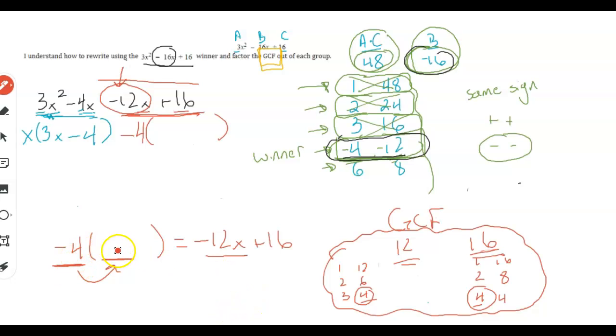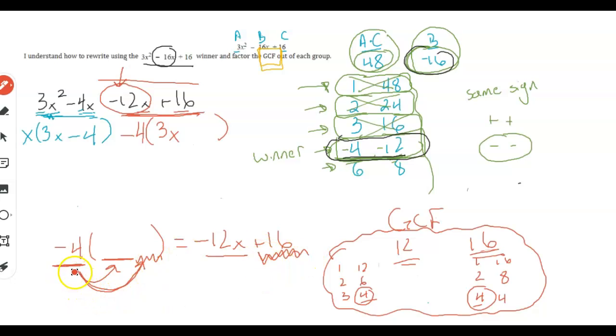Negative 4 times something should be negative 12x. That's the thought that I'm having in my head. 3x is going to be the thing. And then negative 4 times something else is supposed to give me 16. Negative 4 times something else should give me positive 16.